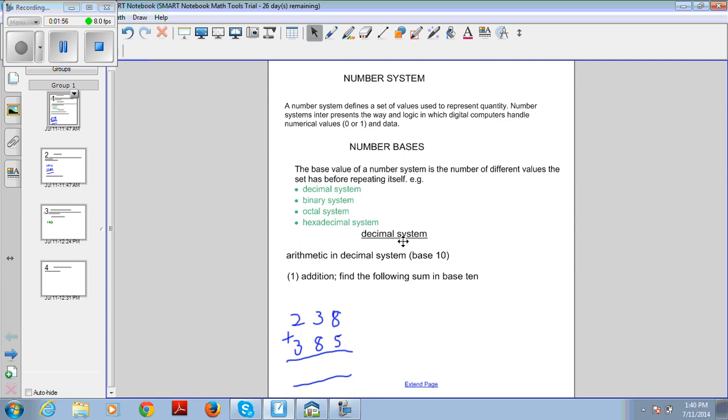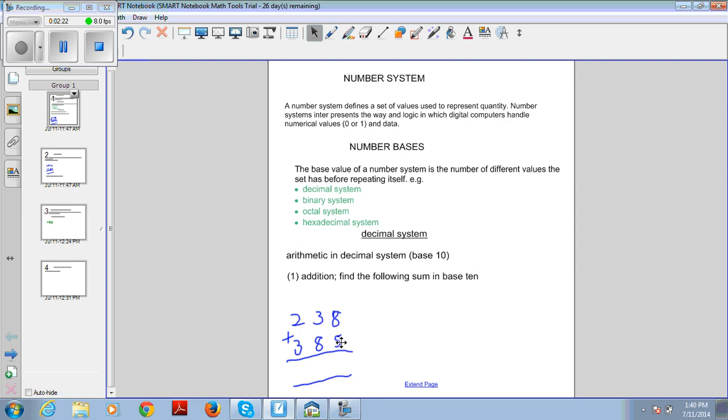When we do our normal calculations, our normal addition and subtraction in human sense, we are working with base 10. When you add 1 plus 1, 1 plus 1 is 2 in base 10, but 1 plus 1 in base 2 is not 2. So let's do addition in base 10.